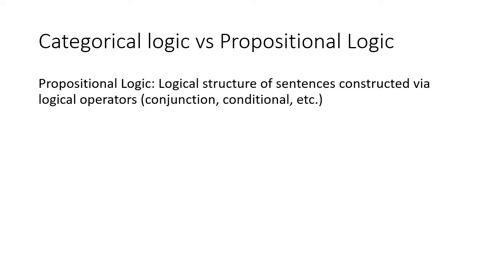So you take a sentence like "today is Monday," and you take a sentence like "it's sunny outside," and you can construct a new sentence by conjoining those with a logical operation. So you could say "today is Monday and it's sunny outside." So you've made a conjunction.